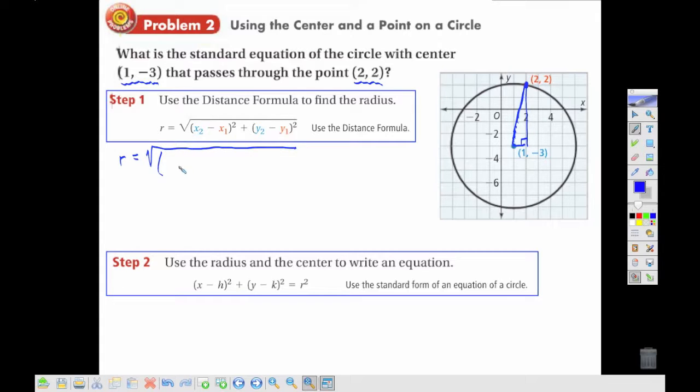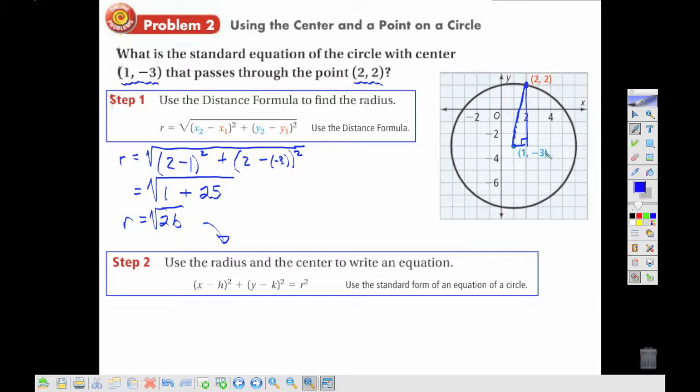It will be equal to the difference in my x's, which would be 2 on the outside minus 1, squared, plus the changes in my y's, so another 2 minus, and then in the middle I'm using a negative 3, and square that, which will come to the square root of 1 squared gives me 1, 2 minus a negative 3 is 5, 5 squared will give us 25, and so we're looking at the square root of 26 for my radius. Now I don't want to simplify that because it's actually going to help us in the next step to leave this as the square root of 26.